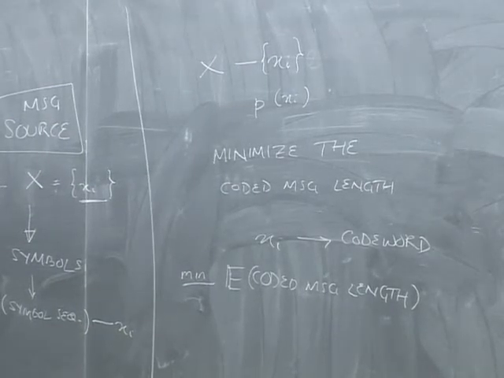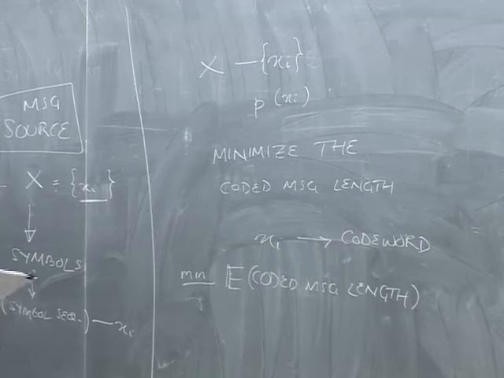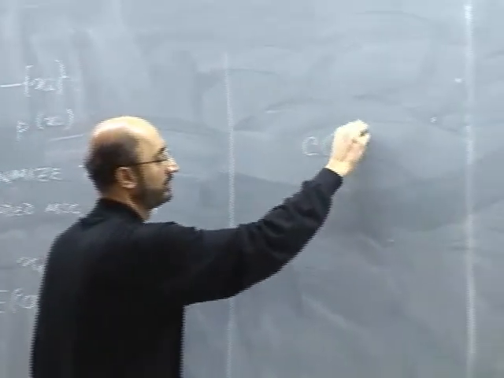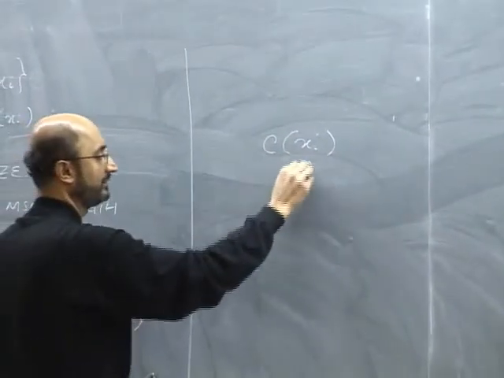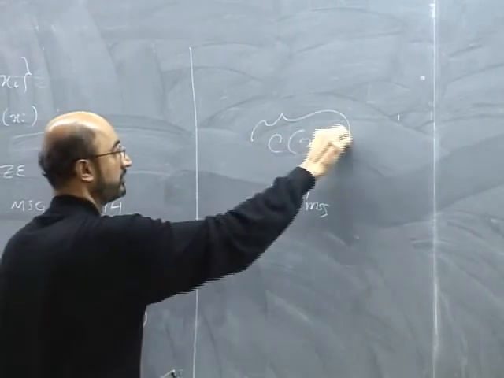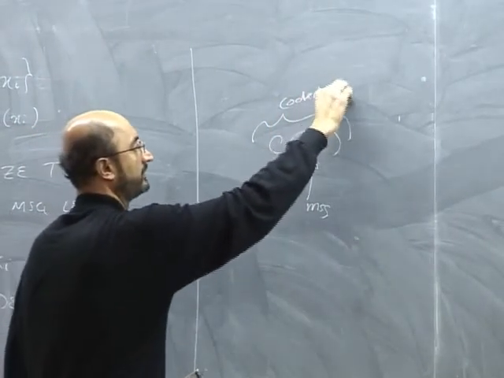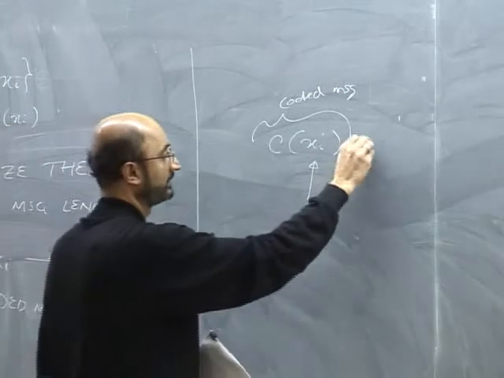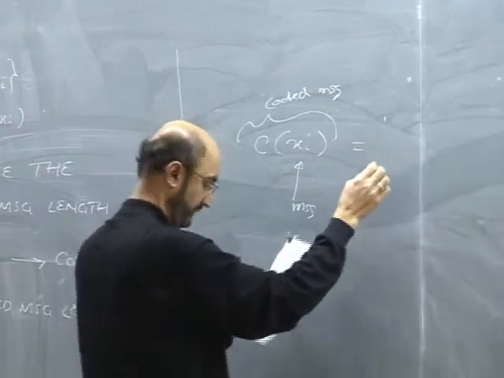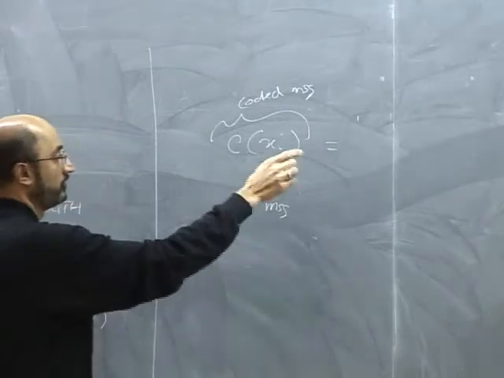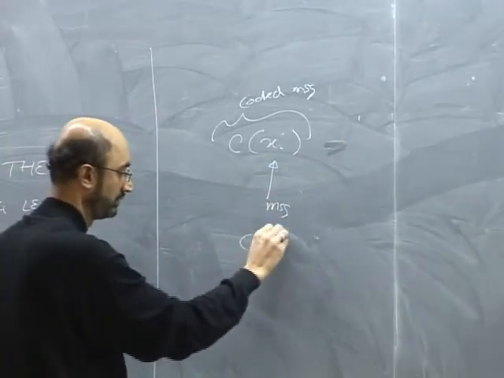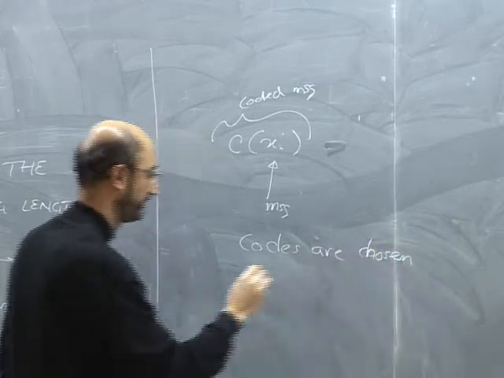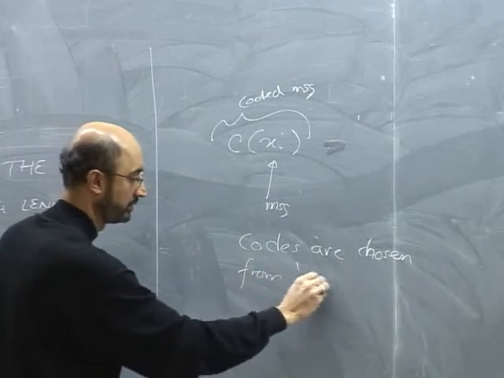Okay. So how do we do this? We basically compute for each x_i something called C of x_i, where C of x_i is the coded message, so that's the message, and this whole thing is the coded message. And so there is a unique function from x_i to this, and the codes are chosen from a code book, from what's called a code book.